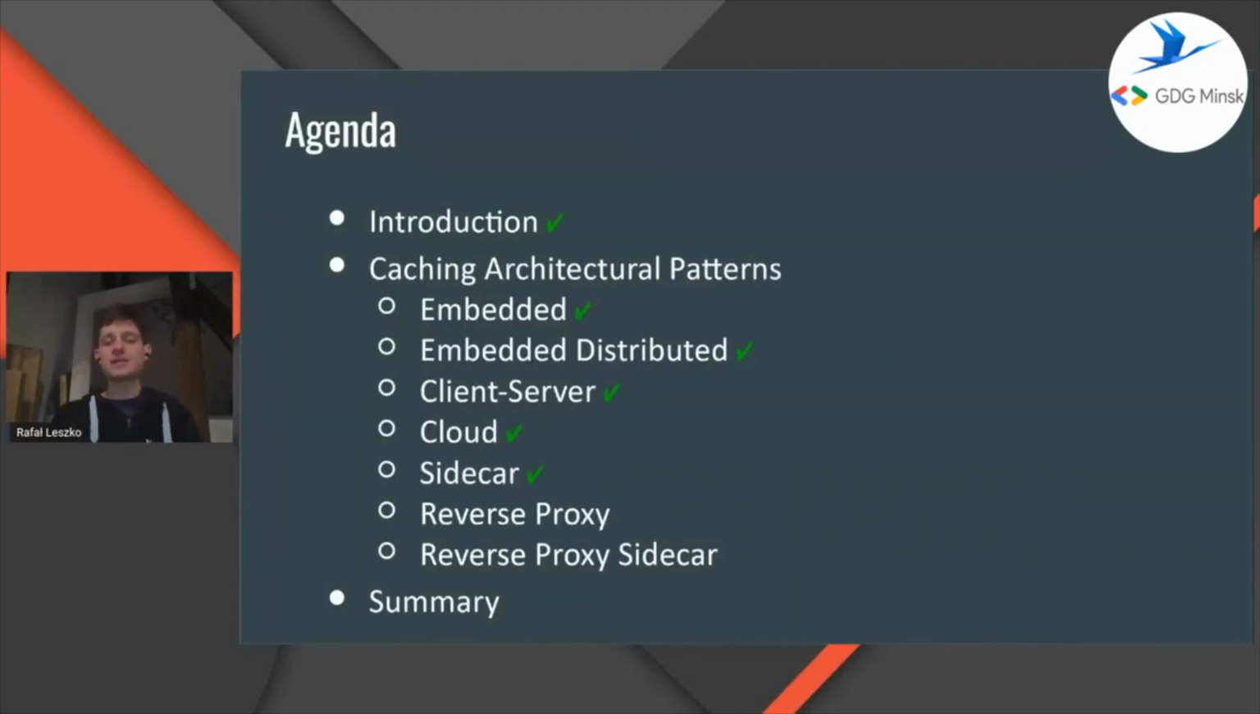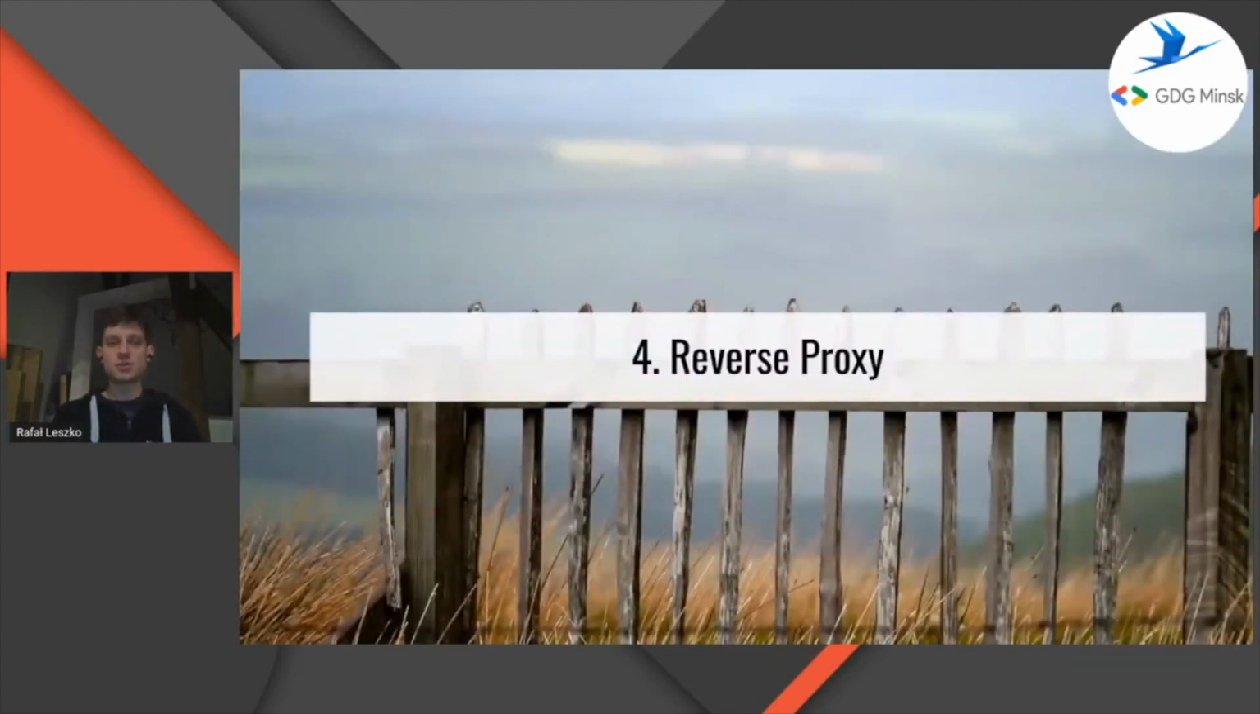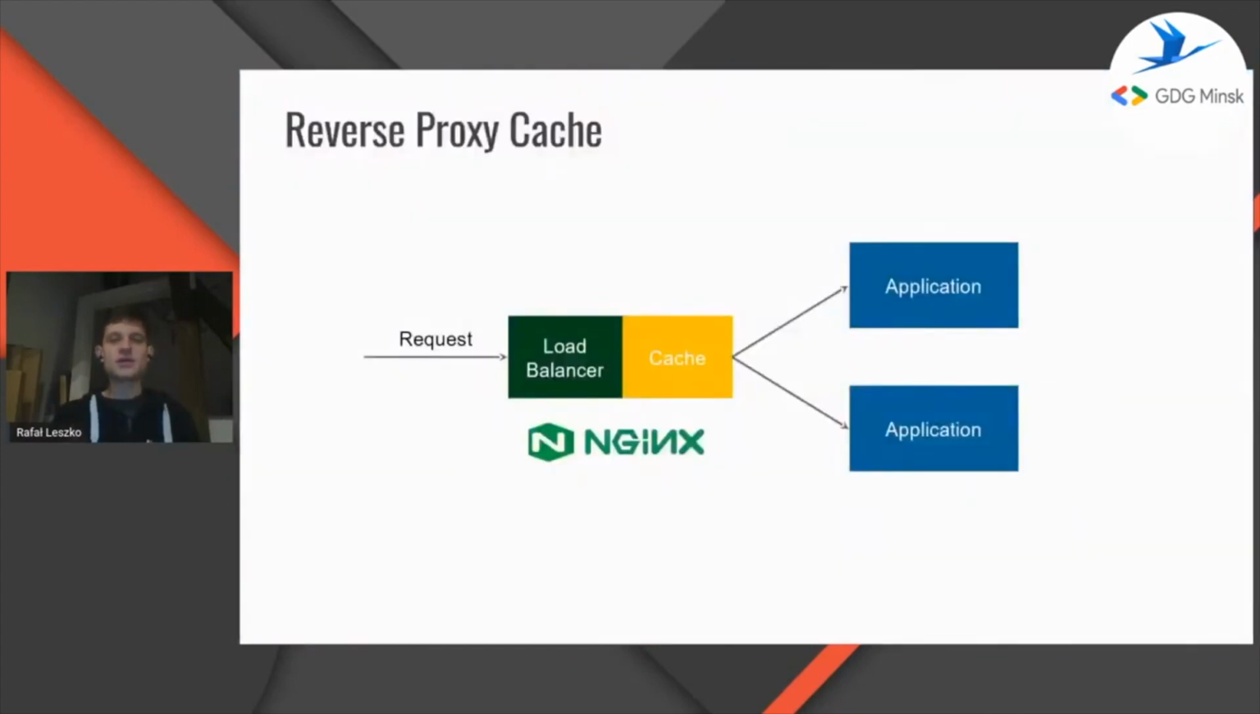The last caching pattern we'll cover today is reverse proxy caching. Reverse proxy caching is something completely different. It's completely different because so far, in all our examples, in all our patterns, the application was aware that such a thing as a cache exists. Now we'll make it different. Now we will put the cache in front of the application, so the application will not even know that caching exists.